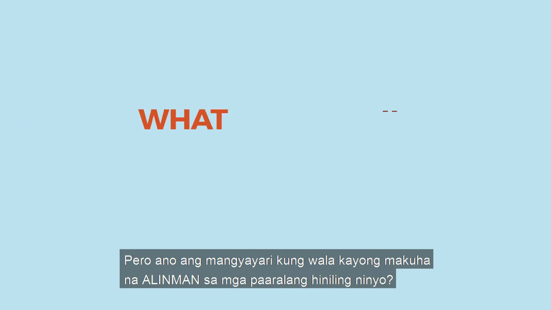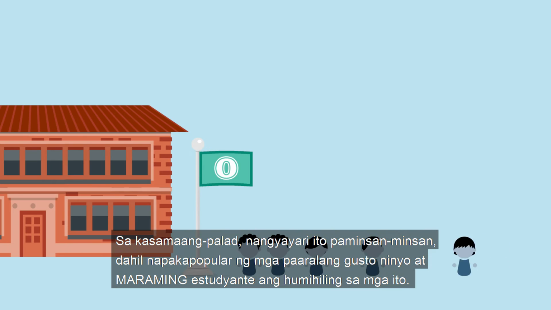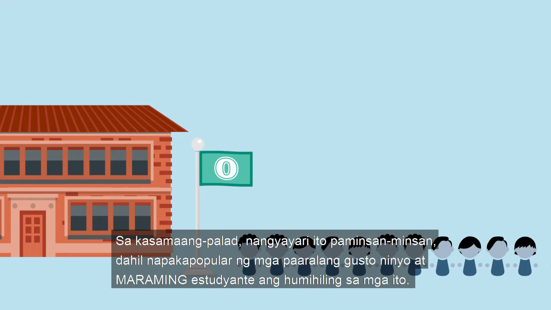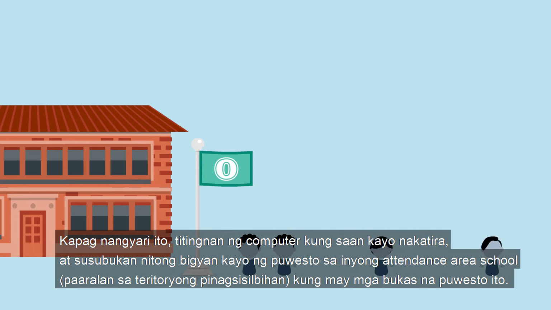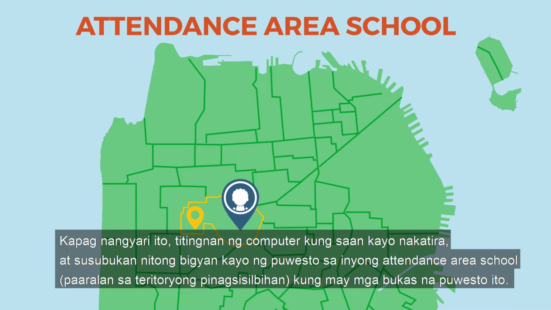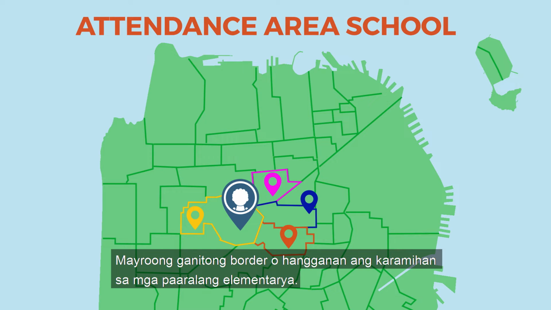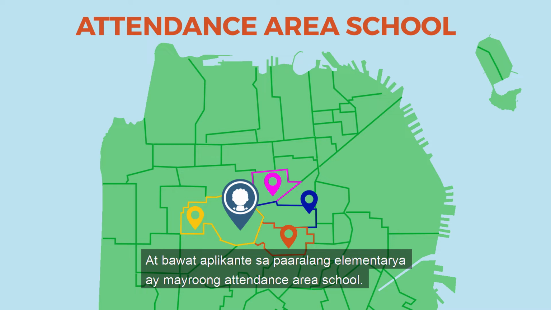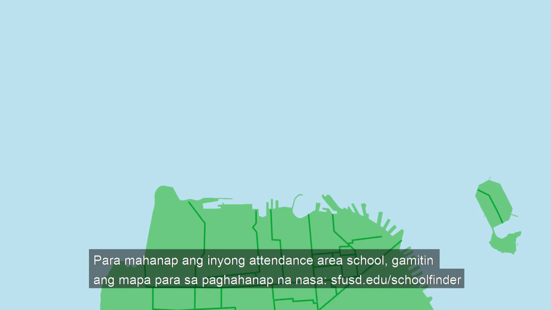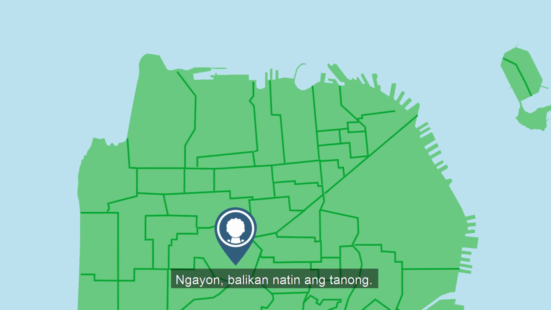But what happens if you don't get any of the schools you requested? Unfortunately, that can happen sometimes, because the schools you want are so popular that many students request them. When this happens, the computer looks at where you live and tries to assign you to your attendance area school if it has openings. Attendance area schools are elementary schools with geographic borders drawn around them. Most elementary schools have this border, and every elementary school applicant has an attendance area school. To find your attendance area school, use the map lookup tool at sfusd.edu/schoolfinder. Now, back to our question.